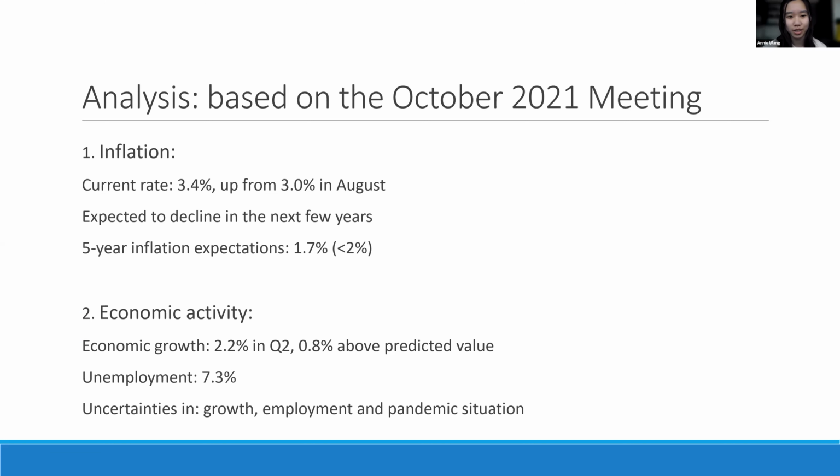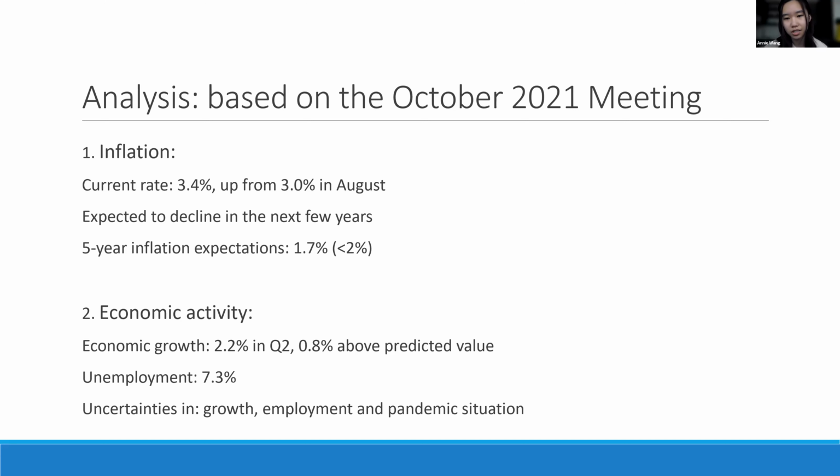Firstly, economic growth is at 2.2% in Q2. This is 0.8% above the predicted value. This is mainly due to consumer demand rising, with most activities slowly returning back to normal because of the lifting of restrictions. The unemployment rate has also fallen back to the pre-pandemic level at 7.3%.